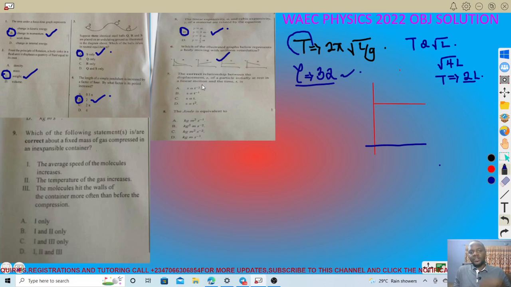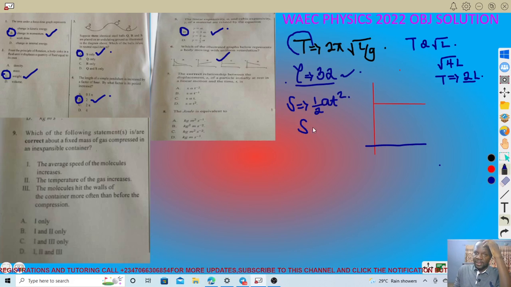Excuse me. Number 7 says, the correct relationship between the displacement x of a particle initially at rest in a linear motion and time t is dash. Okay, we are relating displacement with time. Since it's at rest, from our formulas of linear motion, we can just say displacement and time, s is equal to half at squared. As the body starts at rest, you can say s is proportional to t squared. Directly, we can just pick this answer without wasting our time.